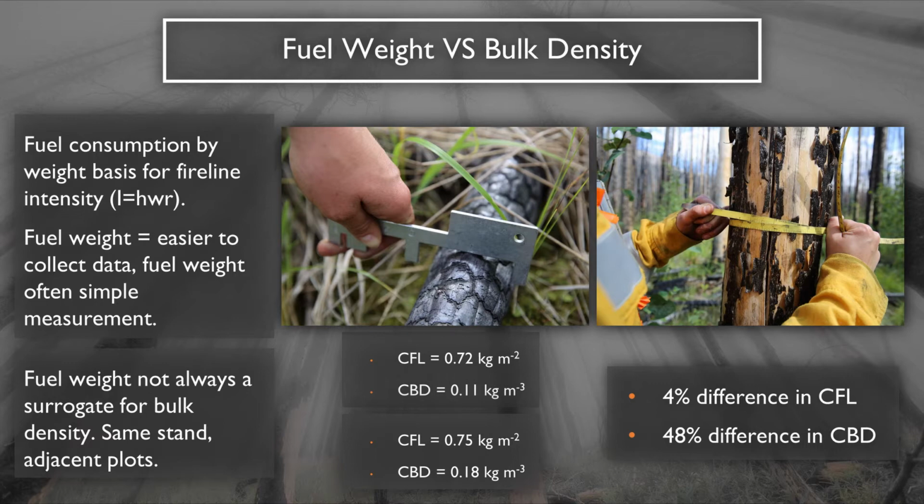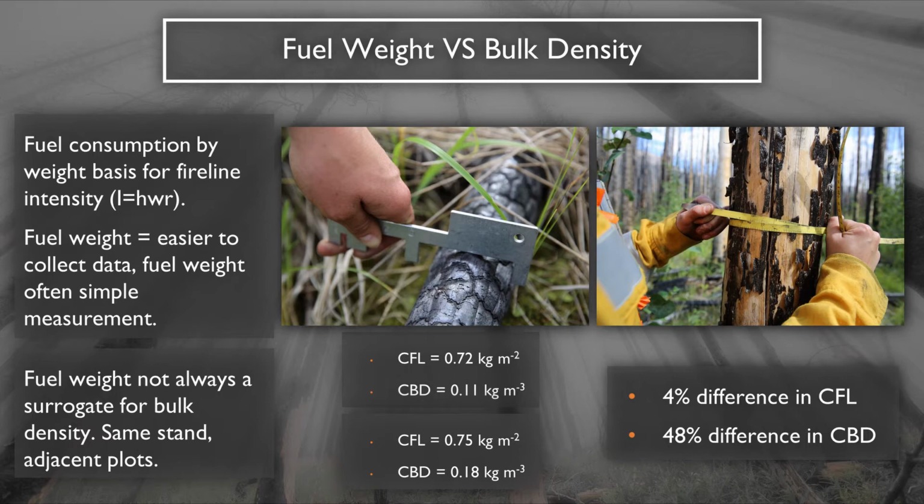The question then is, why bother with fuel weight? First, fuel consumption by weight is the basis for Byram's fireline intensity calculation, so we need the weight of fuel being consumed. Another reason is that collecting fuel weight is much more straightforward than bulk density. For example, reliable and efficient methods have been developed to sample dead and down woody fuel weight. Similarly, tree biomass weights can be calculated using one easy-to-collect measurement, diameter at breast height.